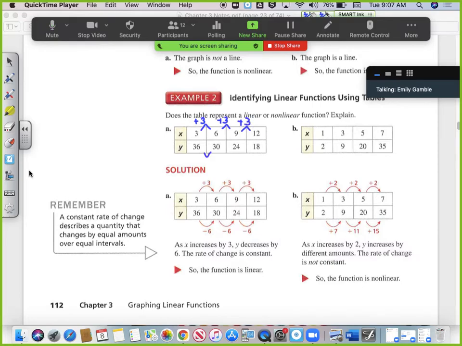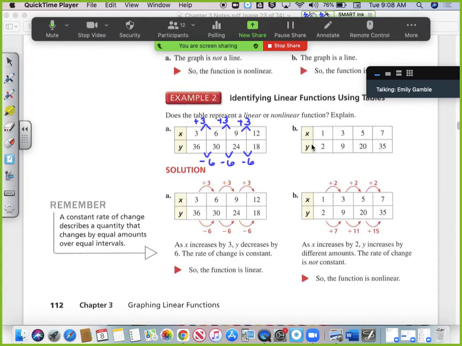Whereas these, from 36 to 30, you subtract 6. From 30 to 24, you subtract 6. From 24 to 18, you subtract 6. Because you are increasing and decreasing by the same numbers for the different tables, this first one would be linear.